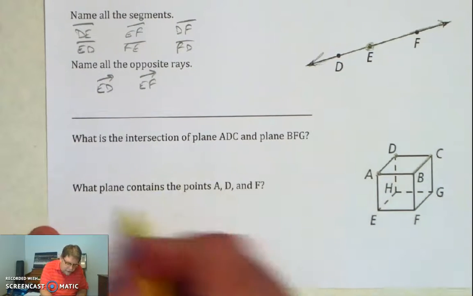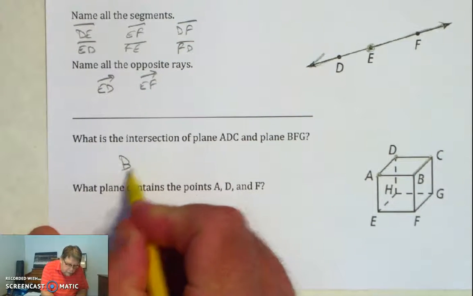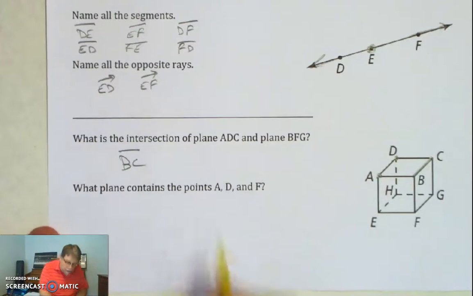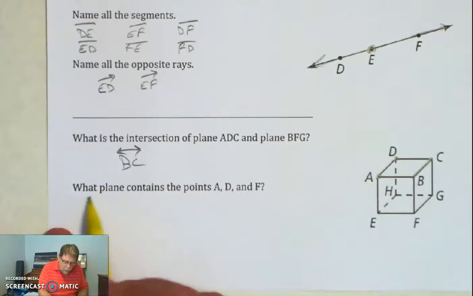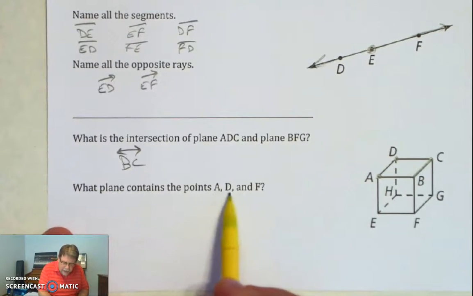So BC would be that. Actually, it's a line because remember it extends forever. It's like a ceiling and a wall meeting the corner, but they do extend out forever. Last question, what plane contains the points A, D, and F?